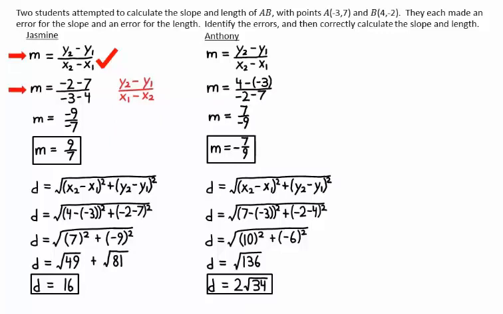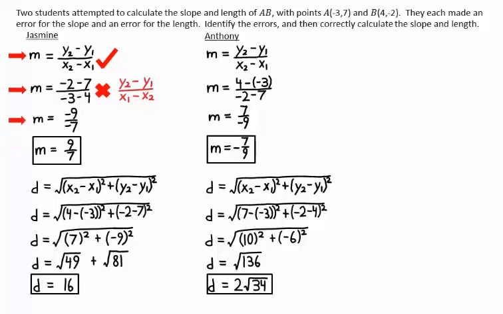This is very important when figuring out slope, that we do not reverse the coordinates of the points. The way that the y coordinates are subtracted must be the same order that the x coordinates are subtracted. In this case, Jasmine's mistake was in her second step.